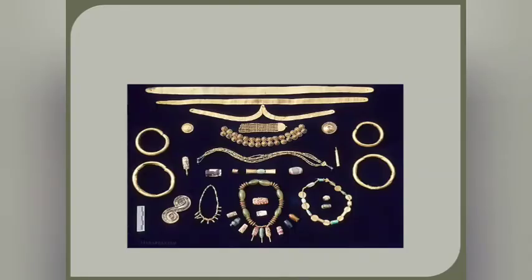Yes, this is the picture of the jewelry made in the Indus Valley civilization. So we could see a variety of jewels, right? Neck pieces, bangles, and the neck pieces are made of beads and some other various metals. Yes, these are some of the jewels.